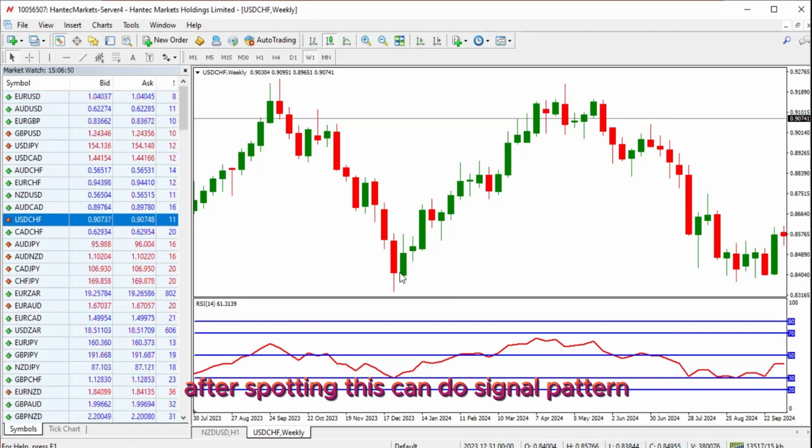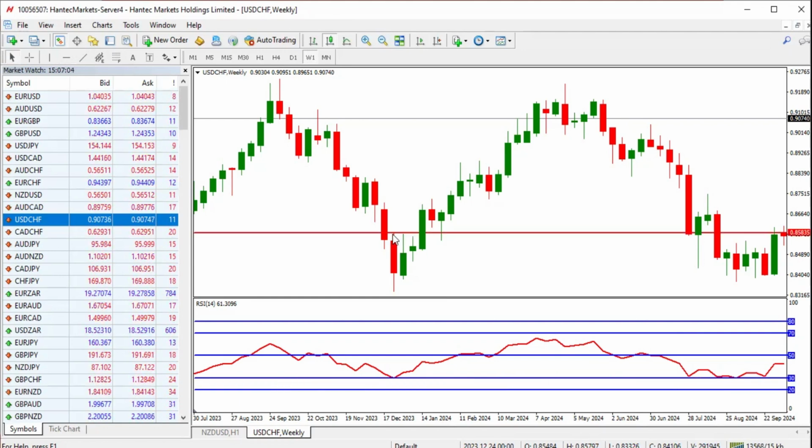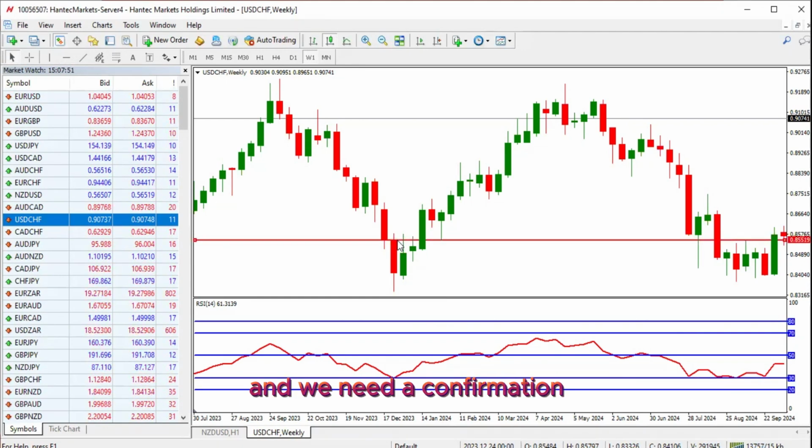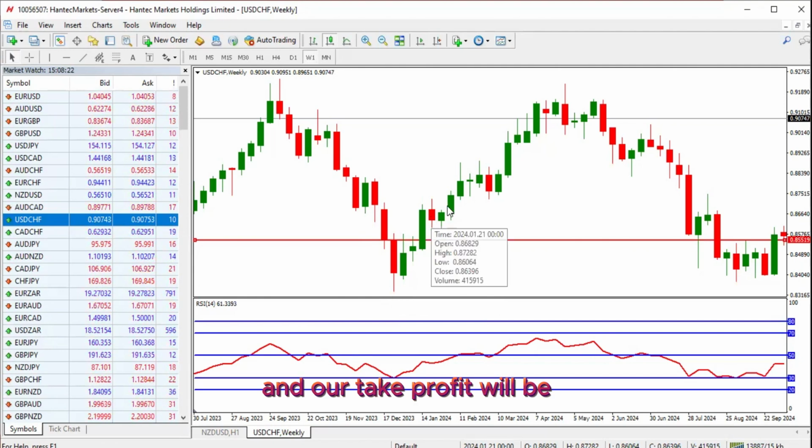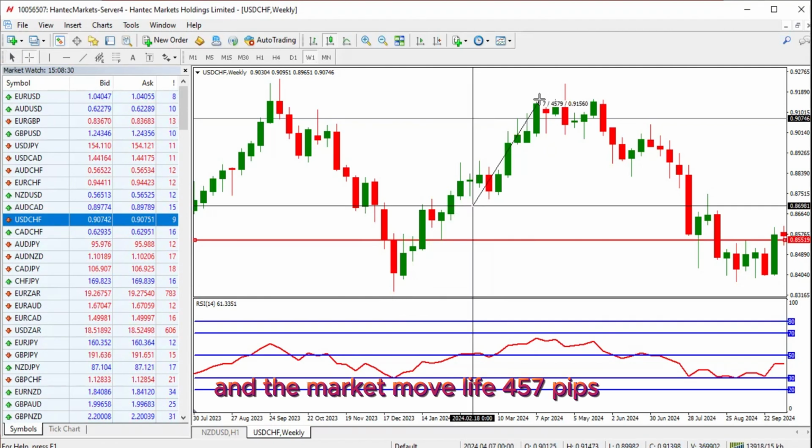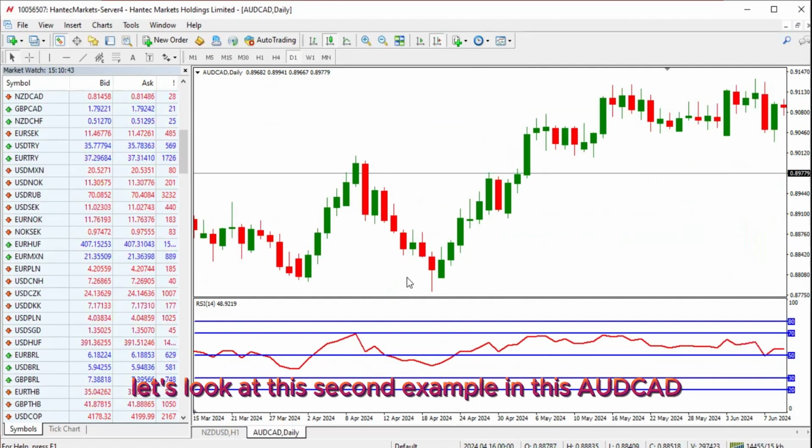After spotting this candlestick pattern, we need to put a line on the open, and we need a bullish confirmation candle to close above the line, and this was a perfect break. At the close of this candle, we take a buy entry and we put our stop loss below this support, and our take profit will be 3 times our stop loss, and the market moved about 457 pips, which is a good one. Let's look at this second example.